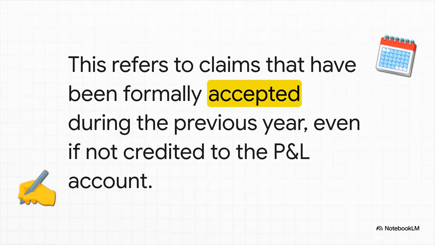And you can probably guess what's next. The exact same logic applies to escalation claims under subclause C. The need to report it only kicks in when the claim is formally accepted during the year. Again, it's not about when you submitted the claim, it's about when it was officially accepted. If that happened, but the cash isn't in the P&L, you have to report it.